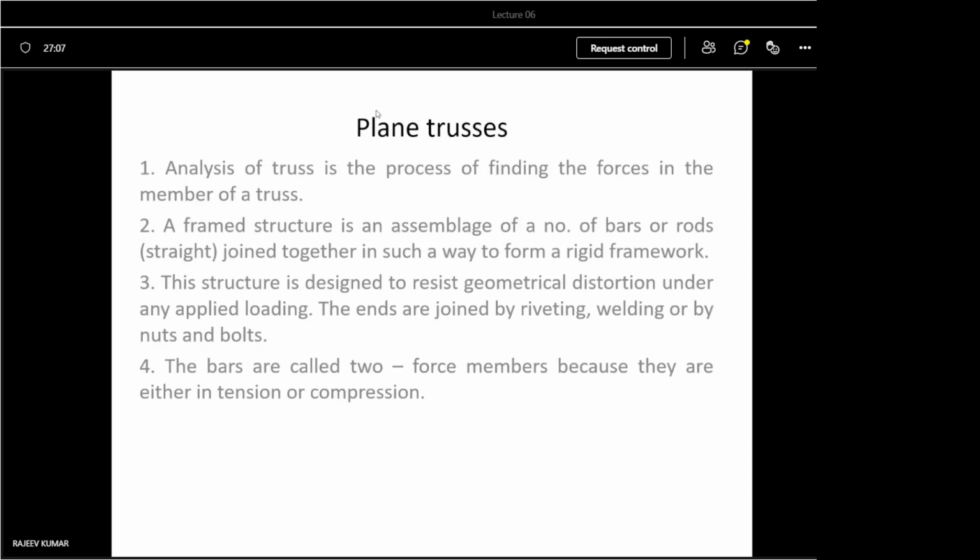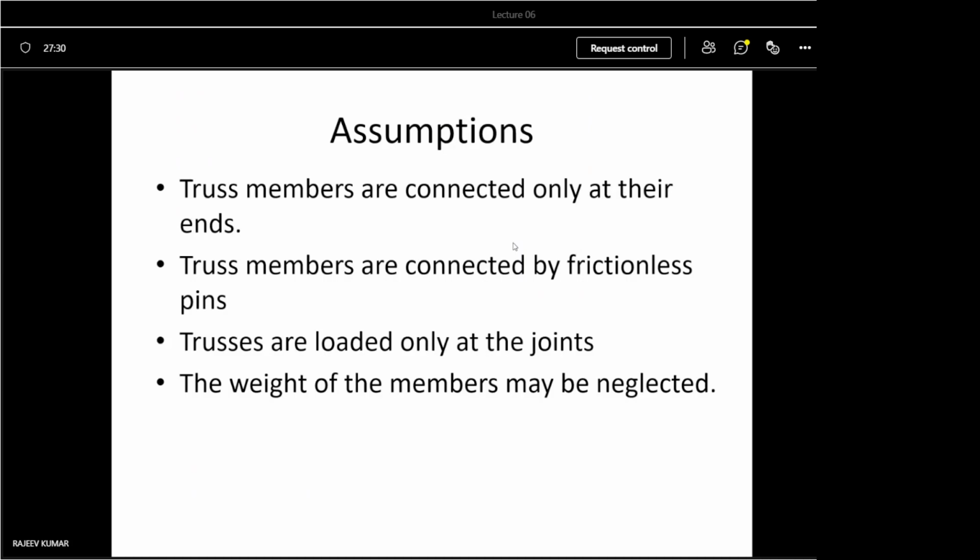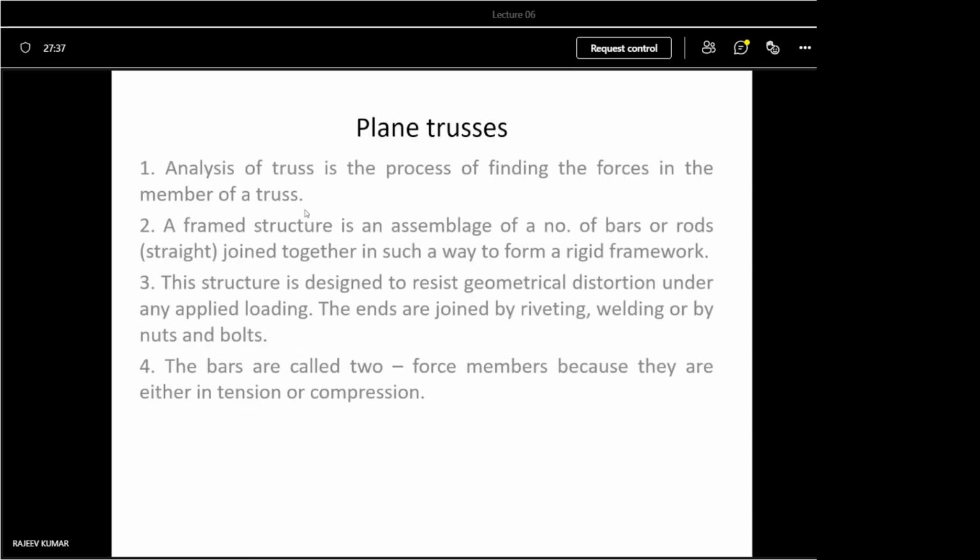So, what is the plane truss? I have discussed that; I have written it again here and will discuss it. Analysis of truss is the process of finding the force in the members of a truss. You know what a member is. This is a member. Okay, and it is made in the form of a triangle, so all three sides will be members. So analysis of truss is the process of finding the forces in the members of a truss.